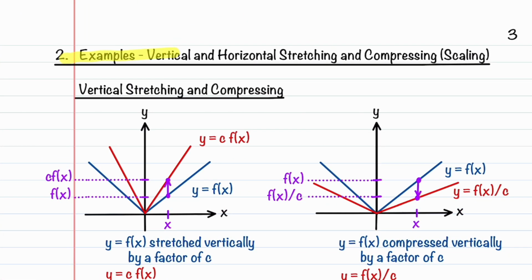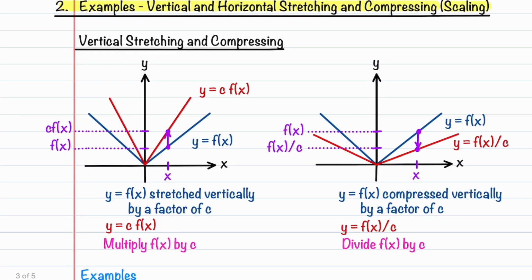Let's now learn about vertical and horizontal stretching and compression, also called scaling. Vertical scaling occurs when we multiply or divide a function by a constant. Here's our original function, and we're going to begin by stretching it vertically by a factor of c. This is what our function looks like when it becomes stretched vertically, and it's equal to c times f of x. When a graph stretches vertically, we just multiply f of x by c.